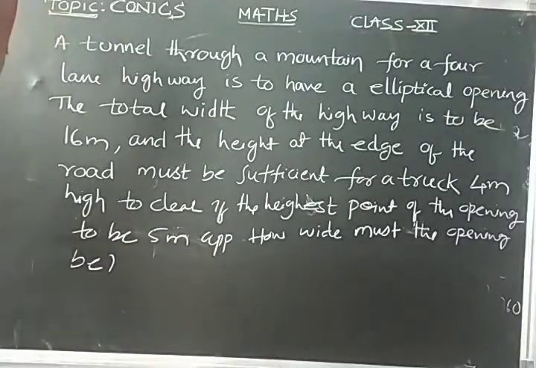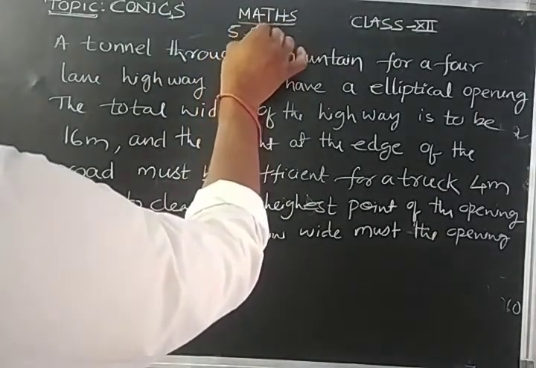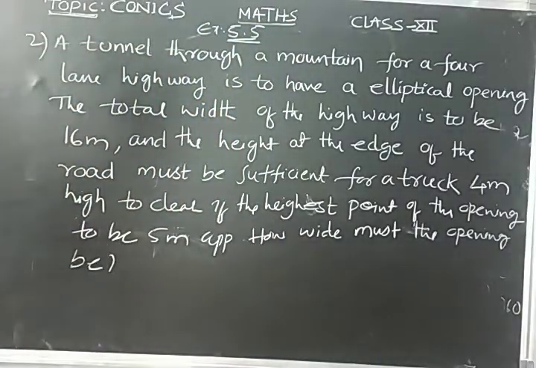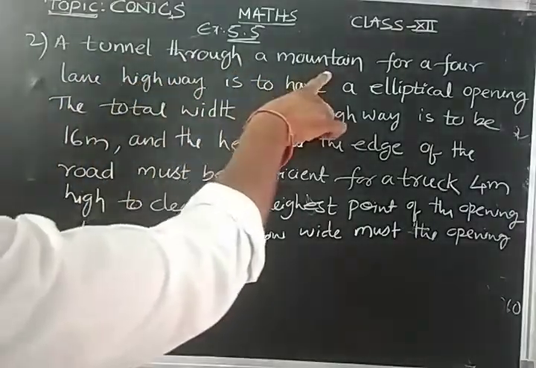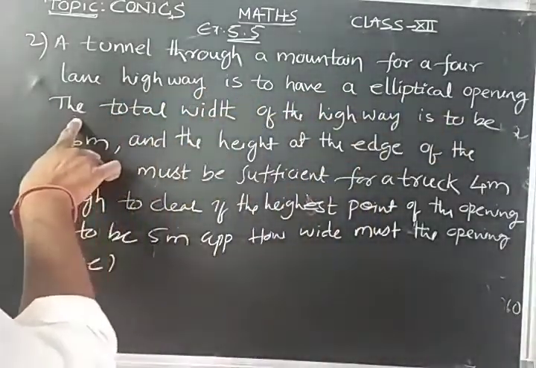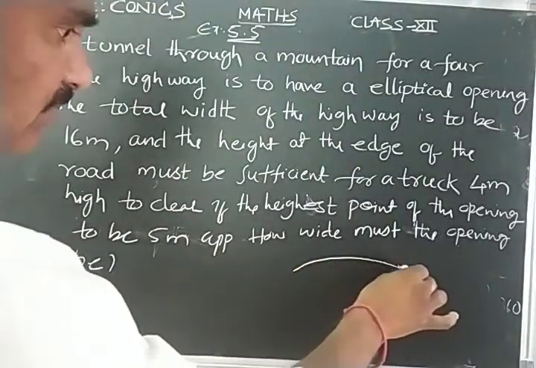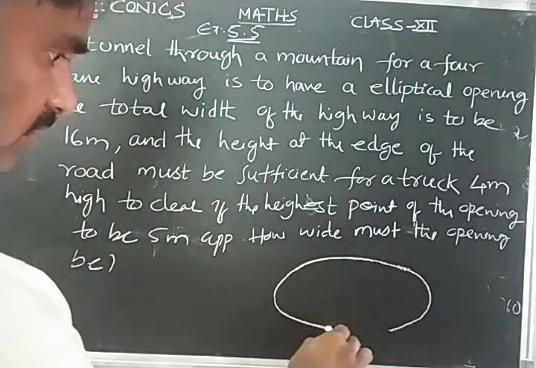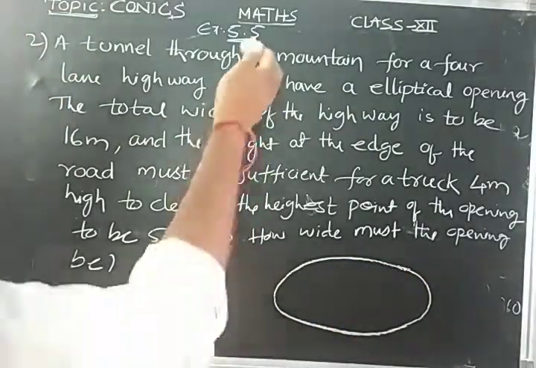Good afternoon, students. Today we are going to solve in conic sections, exercise 5.5, second problem. See the question. A tunnel through a mountain for a 4-lane highway is to have an elliptical opening. So the tunnel has an elliptical opening shape, so I draw one elliptical shape of the opening of the tunnel through a mountain, right?